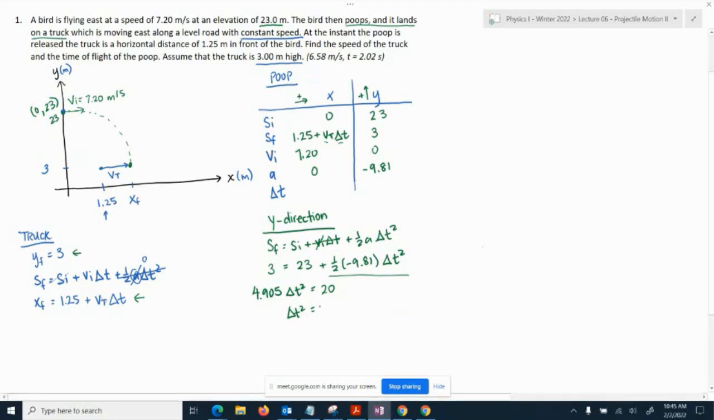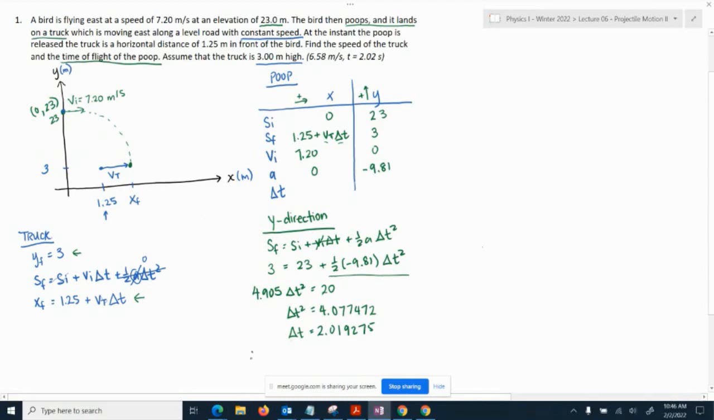And I get 4.77472, and then I'll square root that, and I get delta t is equal to 2.019275. Okay, so when I'm answering the first part of the question, it says, find the time of flight of the poop. So that means how long is the poop in the air for until it lands on the truck. So my answer is this time here.